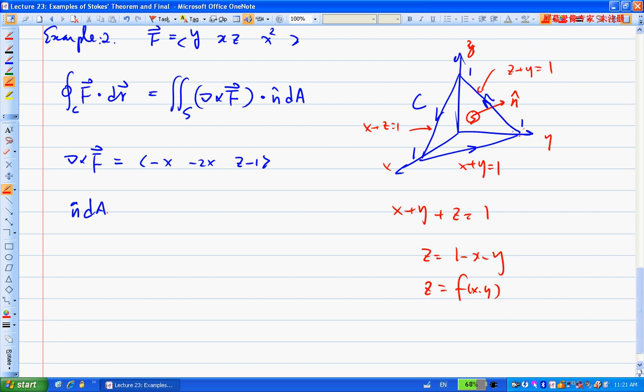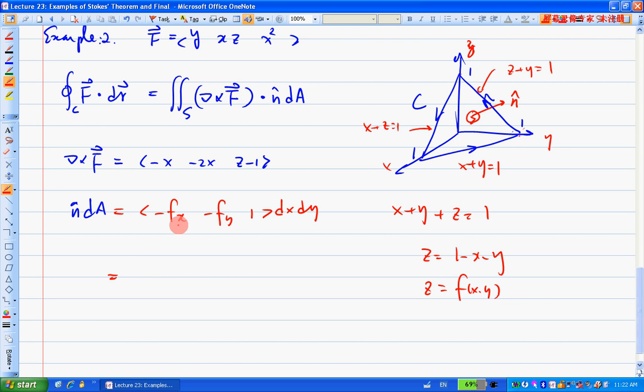Okay, so if you look at the formula, you have a positive or negative, but we figured out that the n hat has an up component, so we're going to need the positive 1. So that's the formula. Then all we need is to apply the formula now.